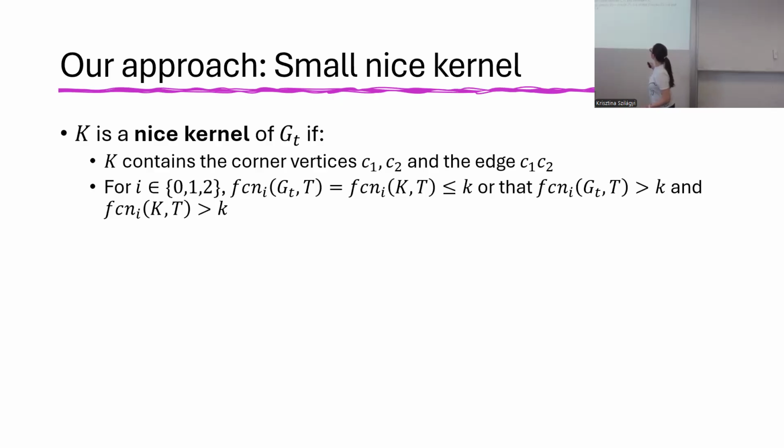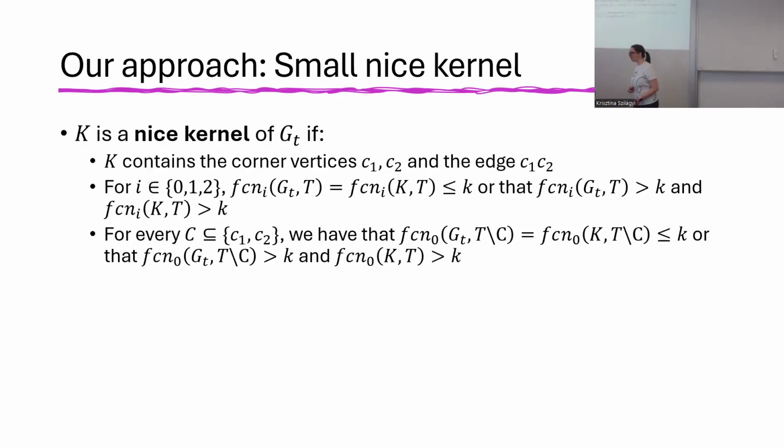So as I said before, the face cover of the kernel needs to be either the same as the original and smaller than k, or both of them need to be bigger than k, and then they don't need to be equal. And the same needs to hold for the case where we pretend that the corner vertices are not terminals. So when we cover everything but the corner vertices, we need to preserve the same property, that either both of the face covers are equal and at most k, or both of them are bigger than k.